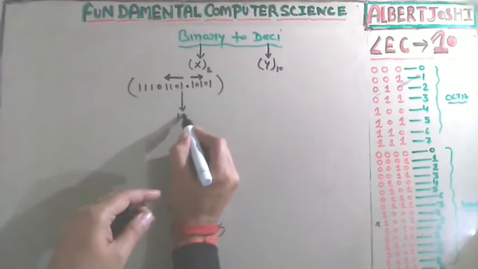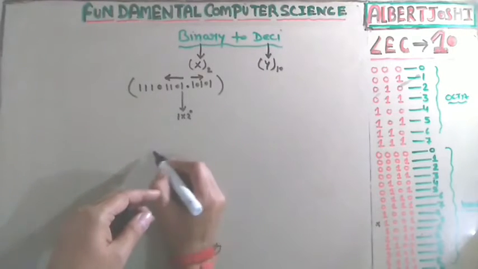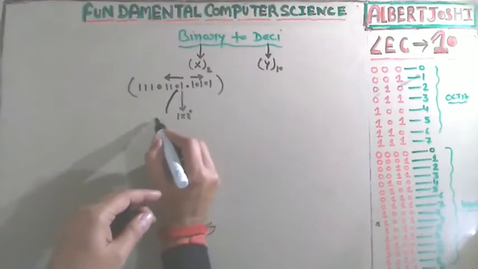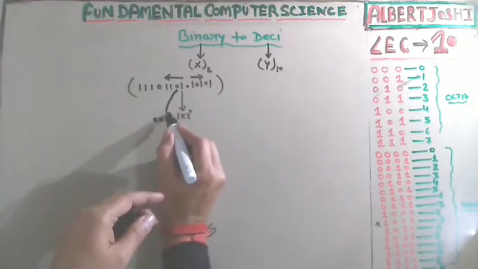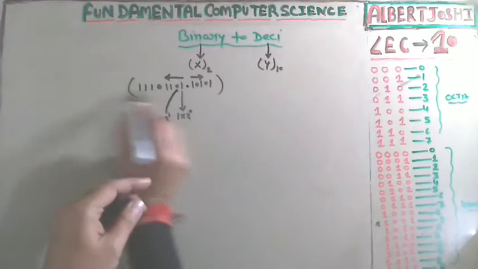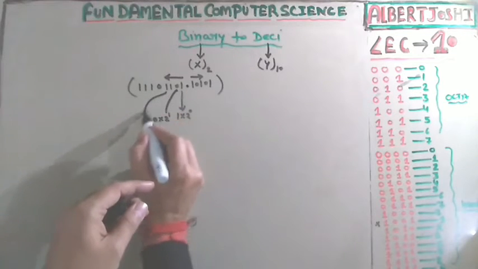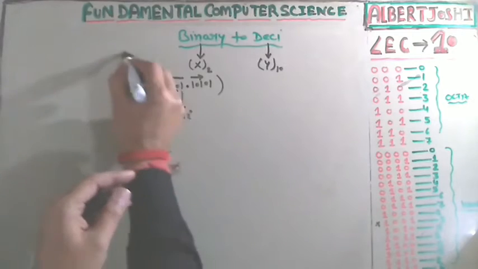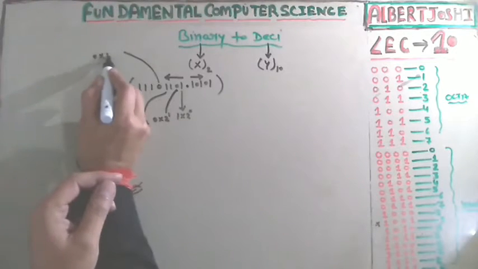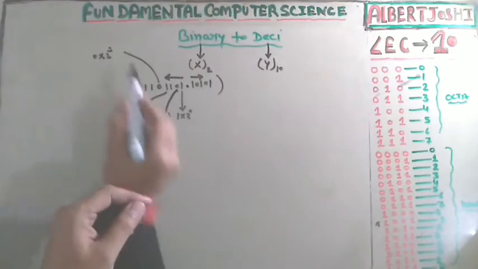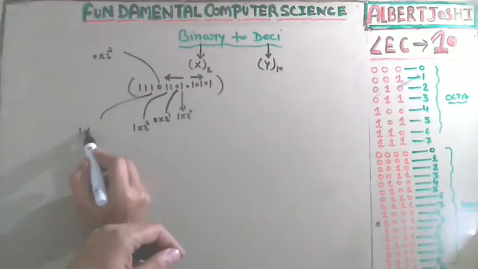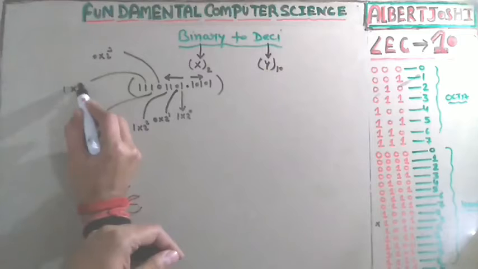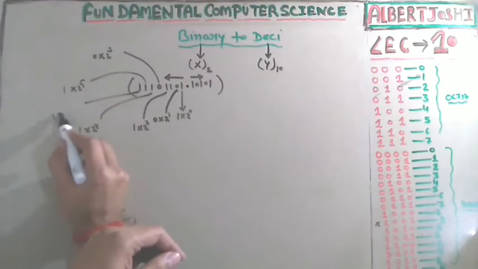You will take 1 into 2 to the power 0. Then the second number will be 0 into 2 to the power 1. Similarly you have to multiply. After that, this is 1 into 2 to the power 2, then 0 into 2 to the power 3. Then 1 into 2 to the power 4, 1 into 2 to the power 5, and 1 into 2 to the power 6.